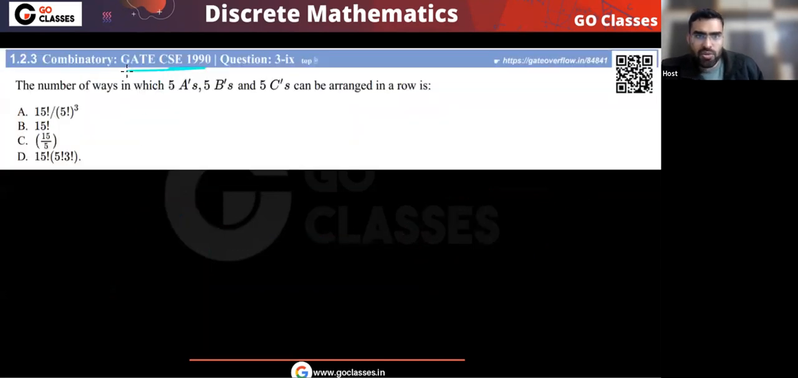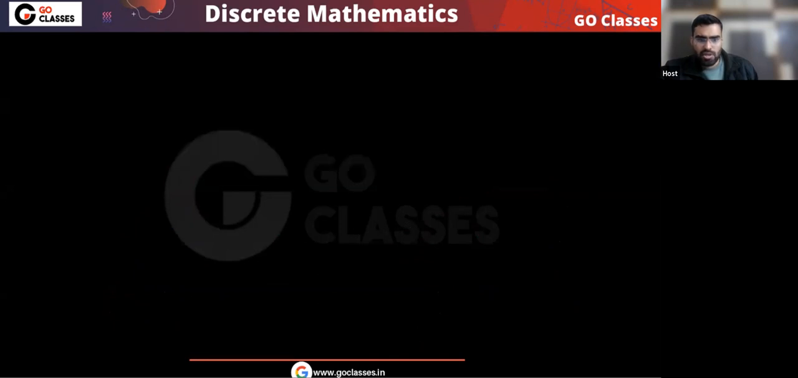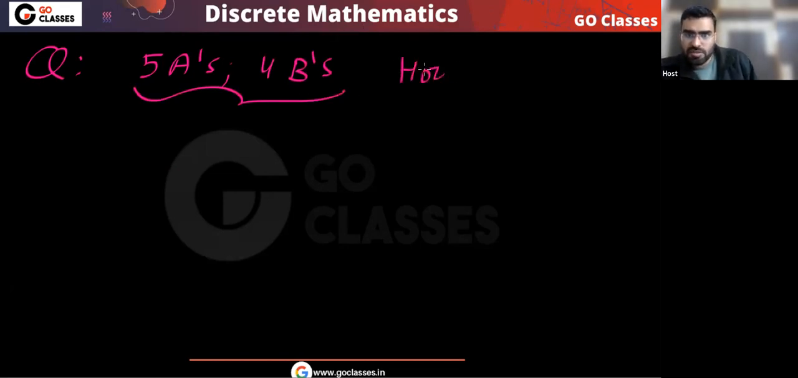This GATE exam question, can you try? Using the division principle, you can try this. GATE 1990: the number of ways in which 5 A's, 5 B's, 5 C's can be arranged. Can anyone tell me what is the answer? You can apply the division principle here also. For example, if you have 5 A's and 4 B's, let's assume you have this, then how many permutations?